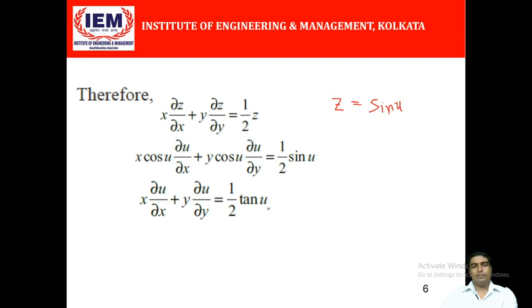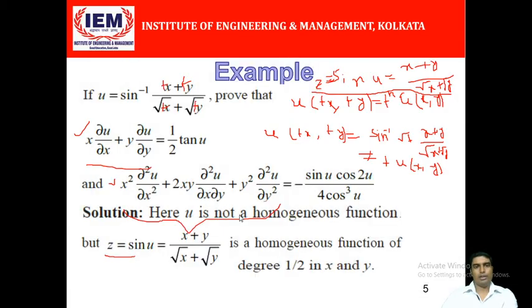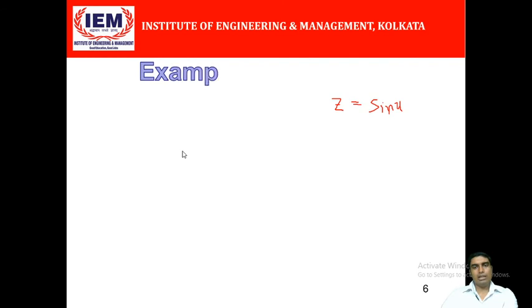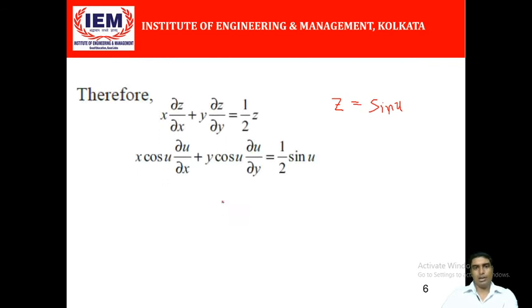So this basically proves our first result, right? The first thing we have to prove is that x del u del x plus y del u del y equal to half tan u. So you can see within just a few steps I proved this equality. So it's not very complicated. So this is one application of the Euler theorem of the first order.